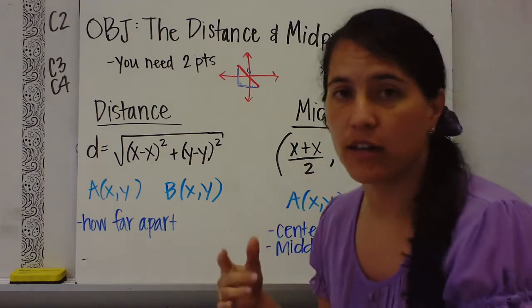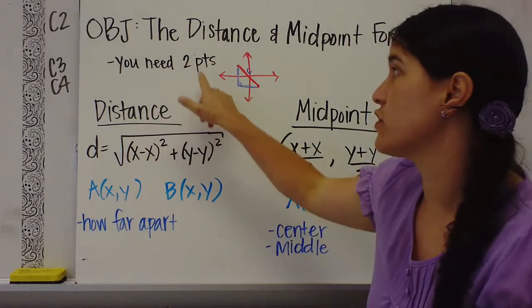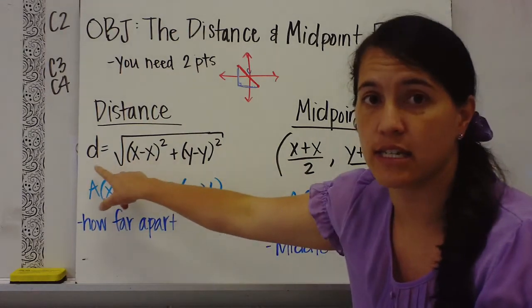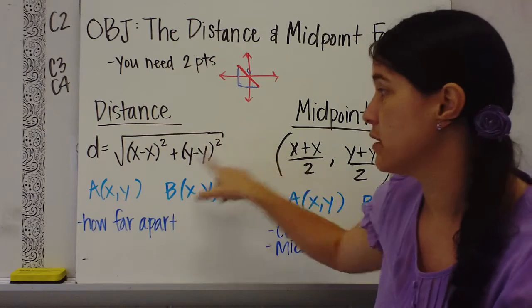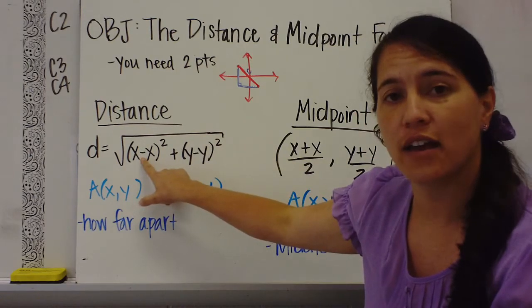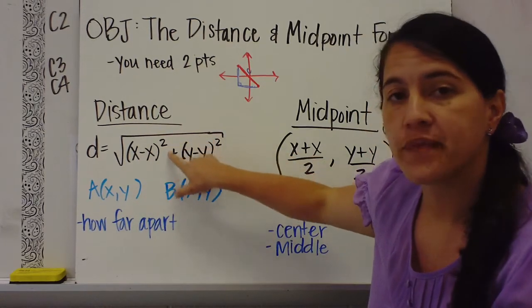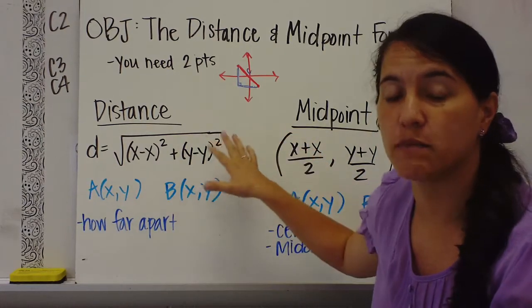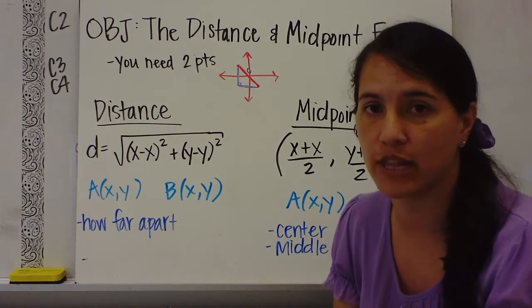Now there is a formula that I'm showing you to find the distance of 2 points. So here's the distance formula. D, distance, equals the square root of (x minus x) squared plus (y minus y) squared. So it's really long and it's big, but it's kind of like the Pythagorean theorem.